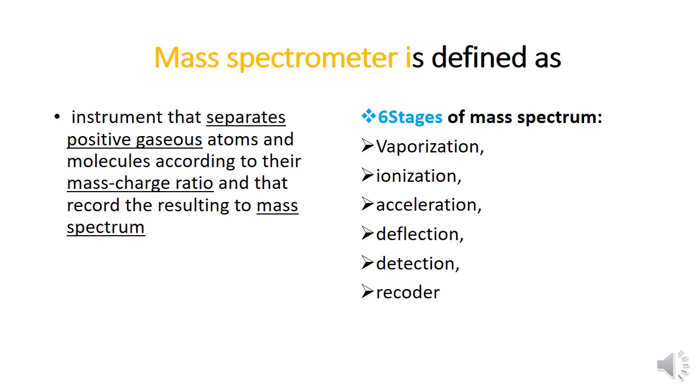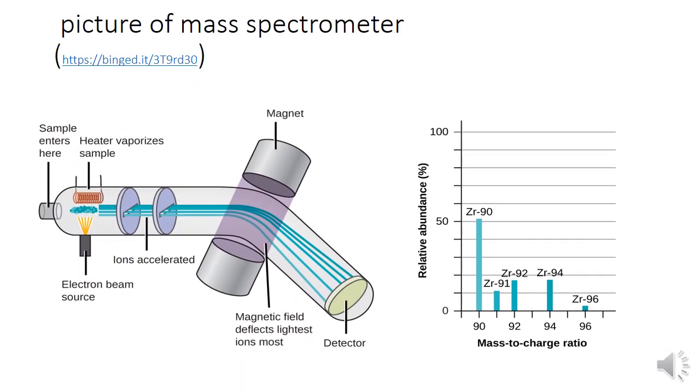This is the chamber, these are the stages of the mass spectrometer: vaporization chamber, ionization chamber, acceleration chamber, diffraction chamber, detection chamber, and recorder. These are the stages. We are going to see them one by one, according to the picture. This is the link you have to go to. Try to search on the link to see more pictures about the mass spectrometer and how it works.